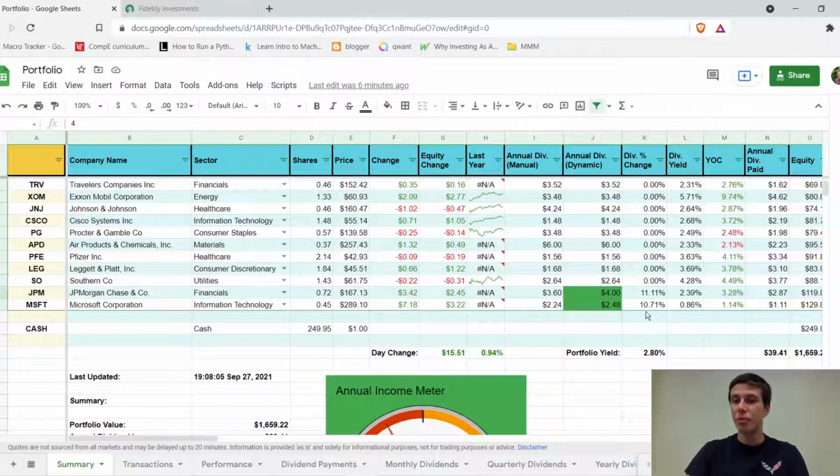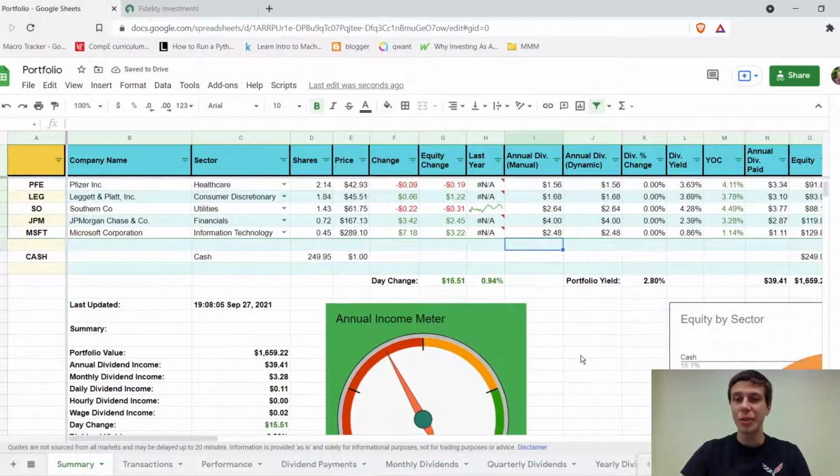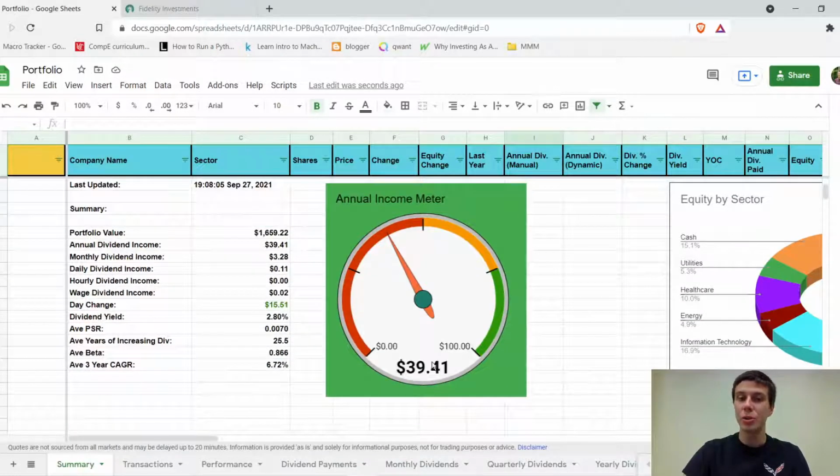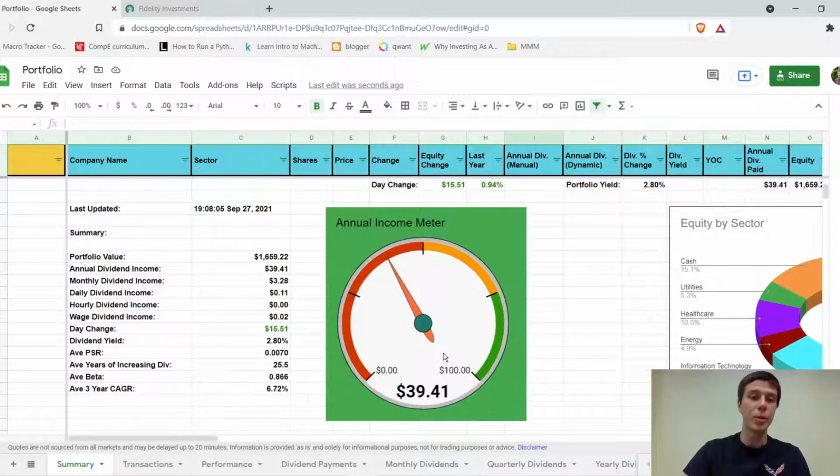And also over here on the right, as you can see, we did have two nice dividend increases from JP Morgan from $3.60 to $4, which was about 11%. And then the Microsoft dividend increase was about 10.7% from $2.24 to $2.48. So both of those are super awesome to see. And that gives us a current yield of 2.8% with an annual income projected of $39.41.